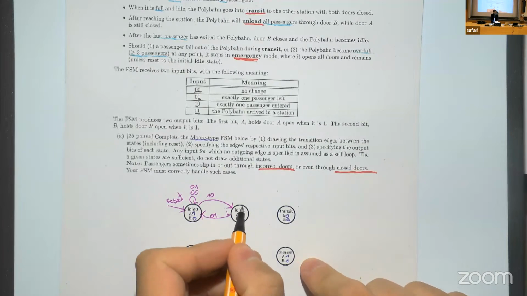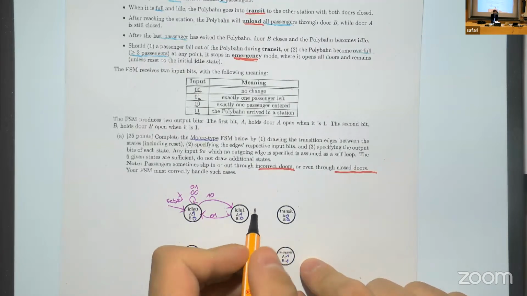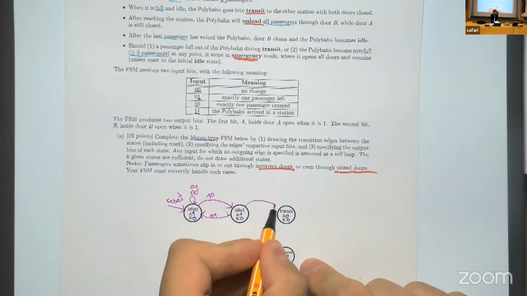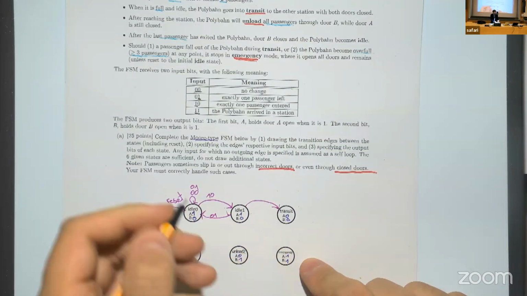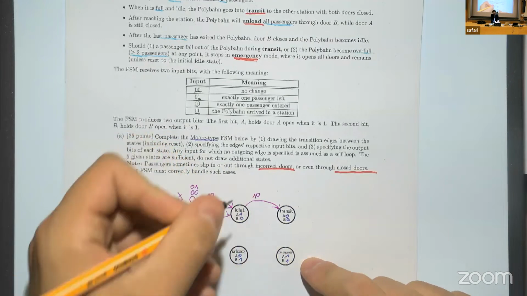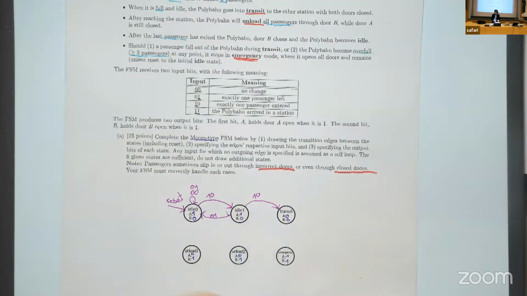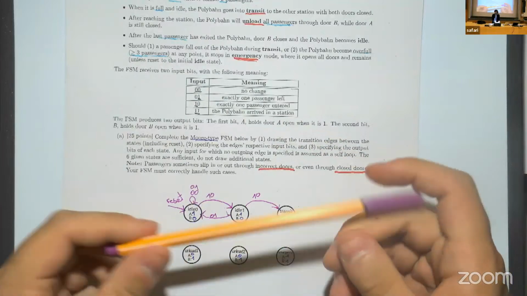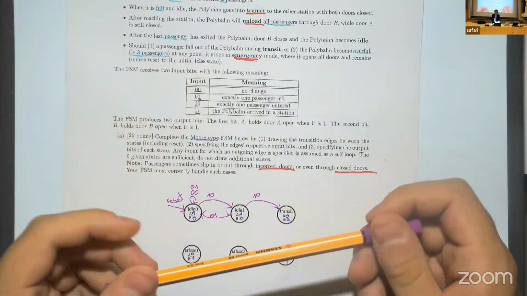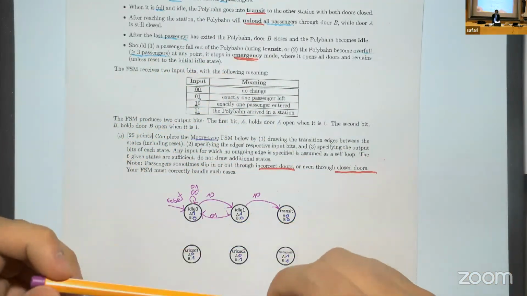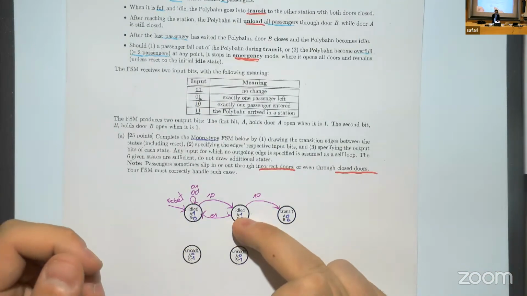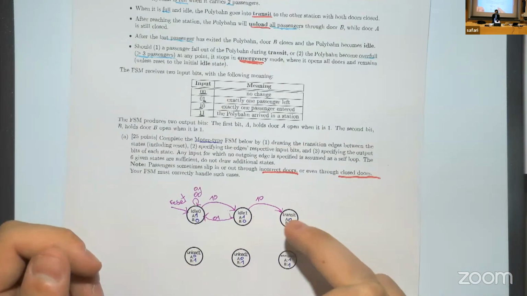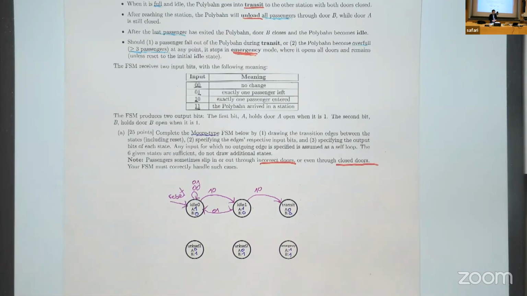Right. So if we have 1 passenger and they are in idle state, if you get an additional passenger, we should go into transit. As specified, when it's full and idle, the polygon goes into transit to the other station with both doors closed. So full is at least 2 passengers. We had 1 passenger, we added 1 more. Now we go into transit right away. That's fine. Now during transit, what happens?